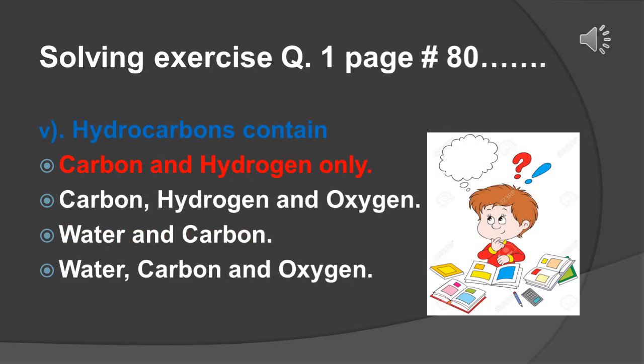Now the fifth and last statement of question number 1 is 5. Hydrocarbons contain which type of atoms? We have different combinations of the atoms in 4 options. First combination is carbon and hydrogen only. Second option has the combination carbon, hydrogen, and oxygen. Option number 3 has water and carbon. And option 4 is water, carbon, and oxygen. As the name indicates, hydrocarbons contain hydrogen and carbon atoms, so option 1 is correct for it.